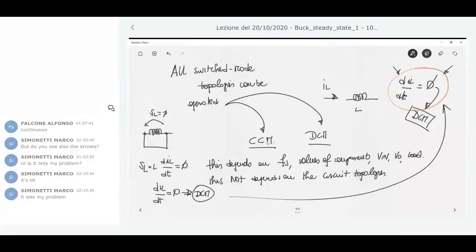Basic topologies of switch mode converters operate in what is called the pulse width modulated converter or switch converter, and the behavior in these two different ways of operating it: CCM, continuous conduction mode, and DCM, discontinuous conduction mode.